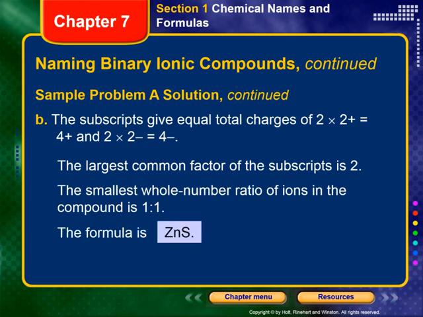Moving on to the second example, the subscripts give total equal charges of 2 times +2, which is +4, and 2 times -2, which is -4. We can reduce that because the largest common factor of the subscripts is 2. So that means that the smallest whole number ratio of ions in this compound is 1 to 1. So the formula for this compound is ZnS.